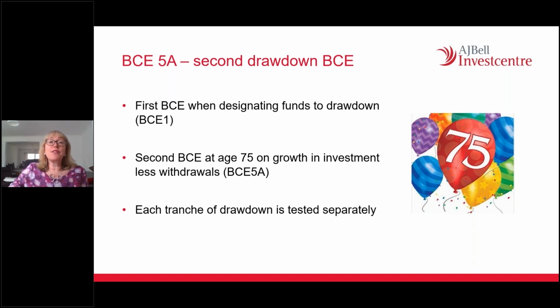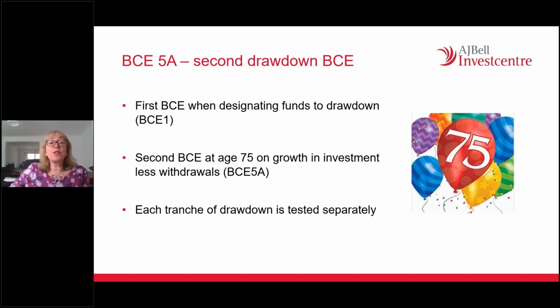So the benefit crystallization event 5A is there to test the growth on the drawdown fund against the lifetime allowance at age 75. If someone has been taking income from their drawdown fund, and it's now smaller than it was originally when it was designated into drawdown, then there isn't a test. It's only if the drawdown fund at age 75 is bigger than that originally designated. In that case, you're testing the investment growth.